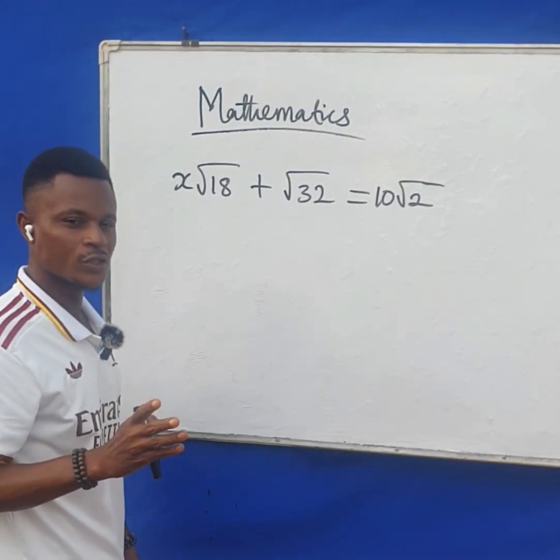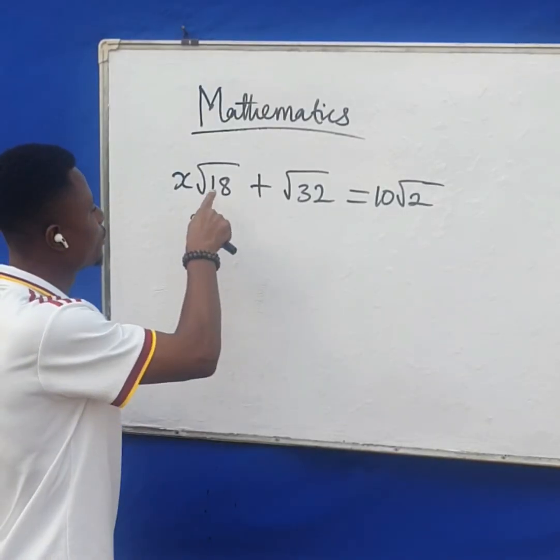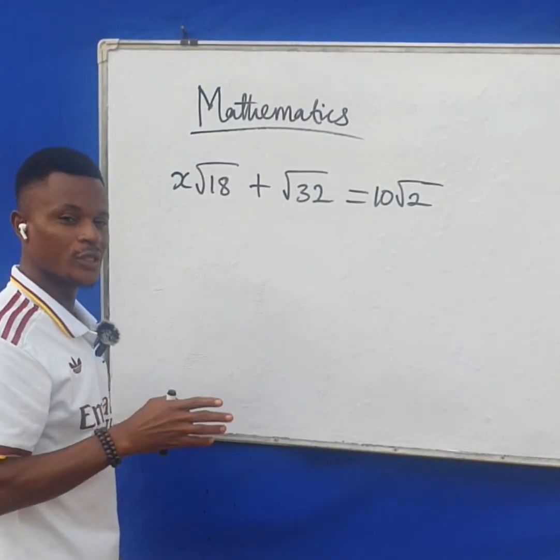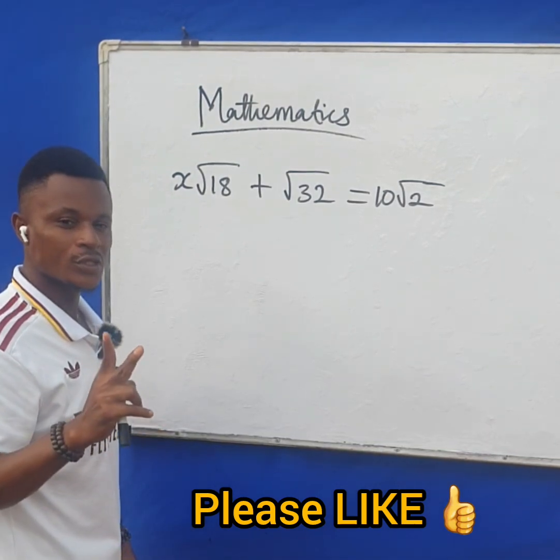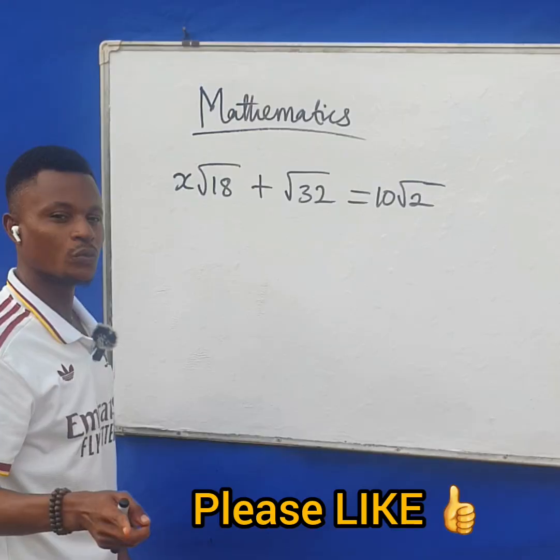If you want to solve this question correctly, the first thing to do is to break these numbers down. These numbers that are inside the square root sign, we are going to break them down into 2, such that one of the numbers will be a perfect square and the other one will be a non-perfect square.